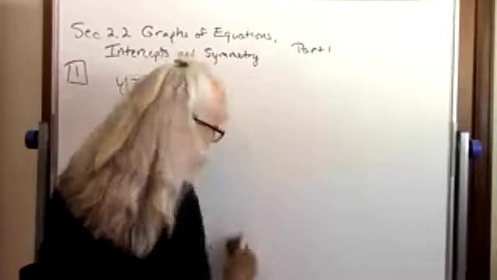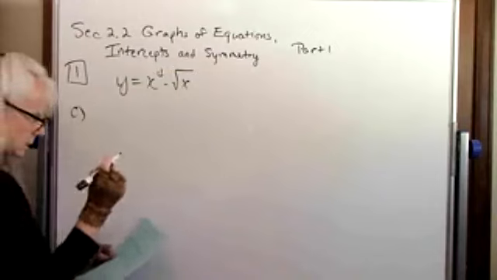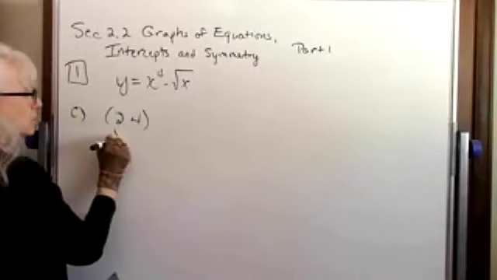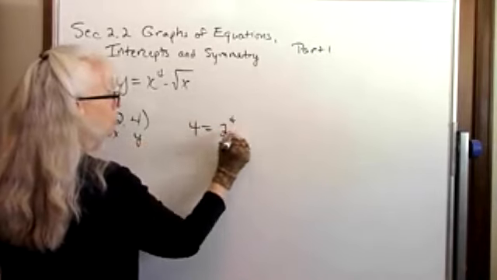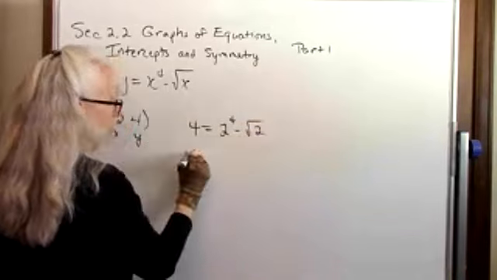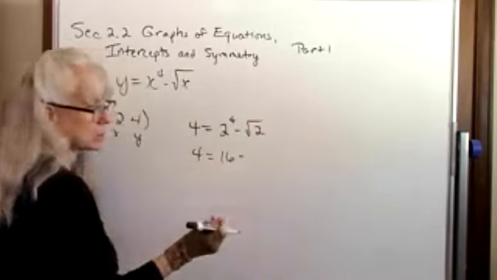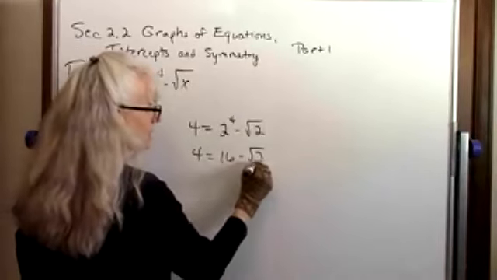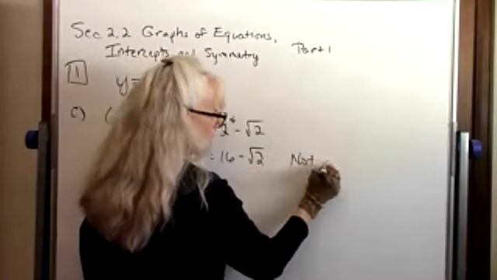What about the last one on that example? So this is part C. Part C says, okay, what about the point 2, 4? So again, here's my x, here's my y. So is 4 equal to 2 to the fourth power minus the square root of 2? Well, 2 to the fourth power is 16. The square root of 2 is around 1.4. And 16 minus 1 something is not going to be equal to 4. So I don't even need to go any further. It is not.